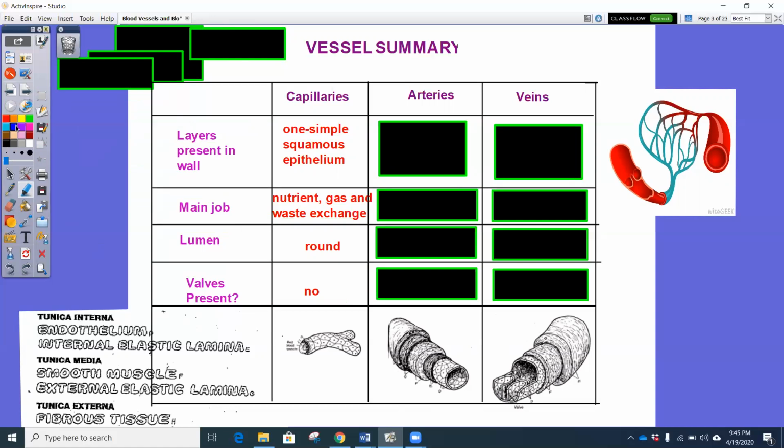Endo means within. Now, we will see in a second that that endothelium serves as like a building block for an artery and a vein. But because a capillary has to be so tiny and has to be so thin to allow for this exchange, it is the only layer of the capillary.